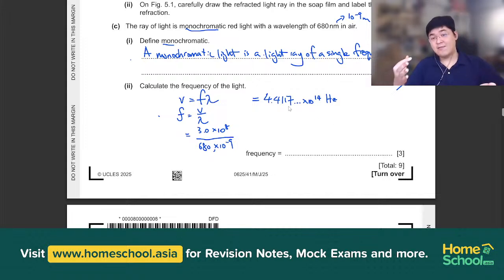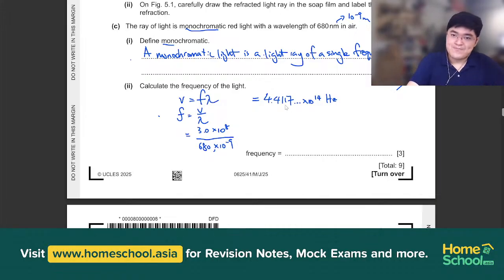And of course, let's round this to 2 significant figures. Now, significant figure 1, significant figure 2, significant figure 3. Now, 1 is the third figure, and 1 is smaller than 5, so we round down. So we remove everything else at the back. We should get 4.4 times 10 to the power of 14 hertz. Okay?